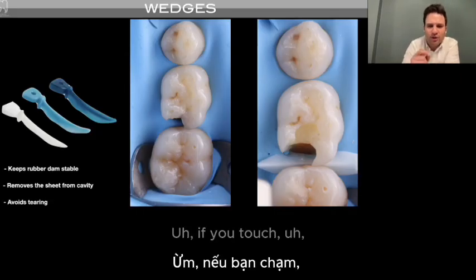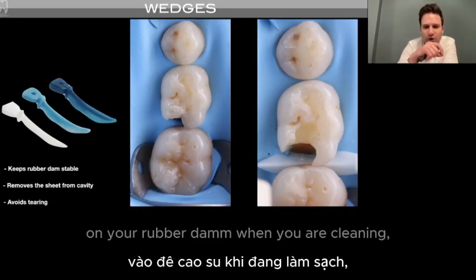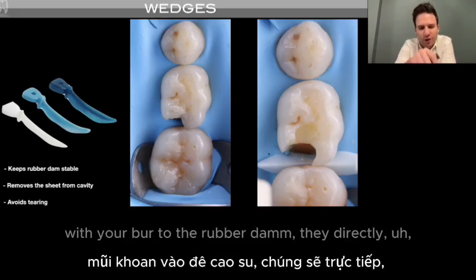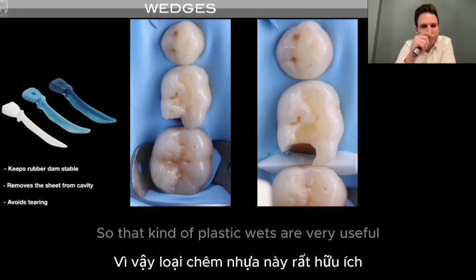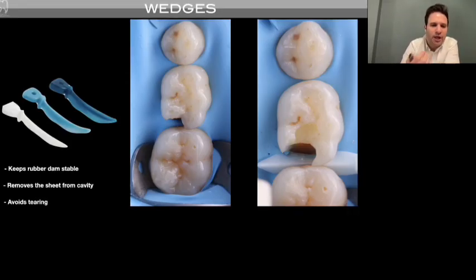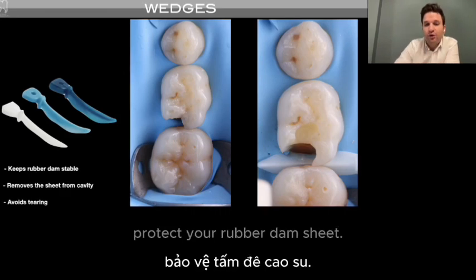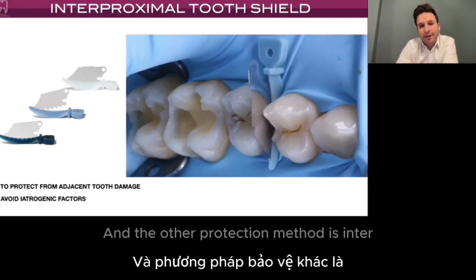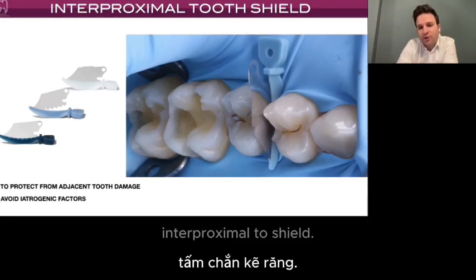If you touch your rubber dam with your bur when you are cleaning or making your preparation, it directly tears your rubber dam. So that kind of plastic wedge is very useful to see the restoration border and to protect your rubber dam sheet. And the other protection method is the interproximal tooth shield.